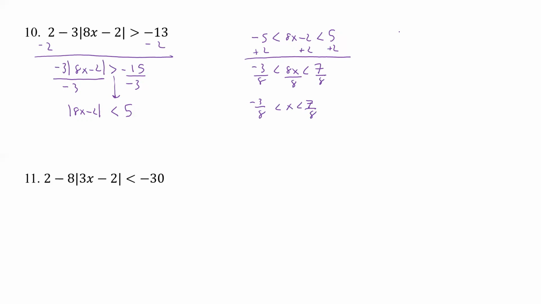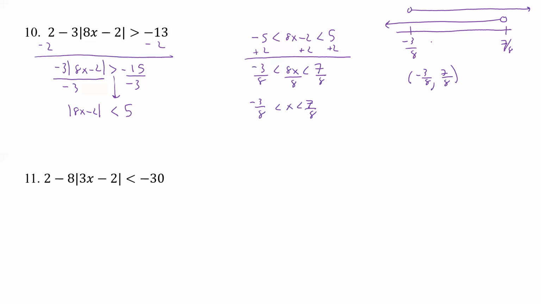So drawing our number line, here we have our 7/8. And here we have a negative 3/8. And so x is going to be greater than this one, but less than this one, and not include either one of them. So then we get negative 3/8, comma, 7/8. Okay. And again, parentheses because of our open circles.